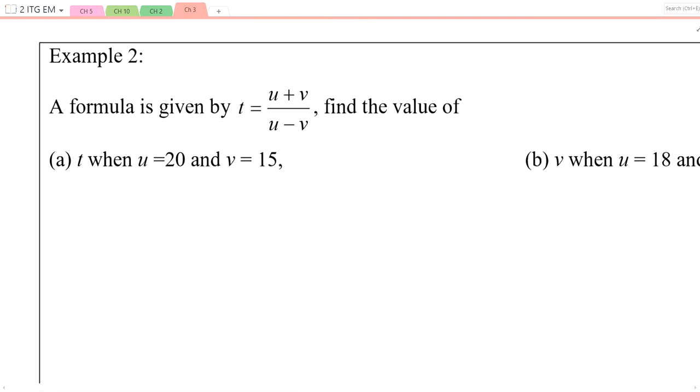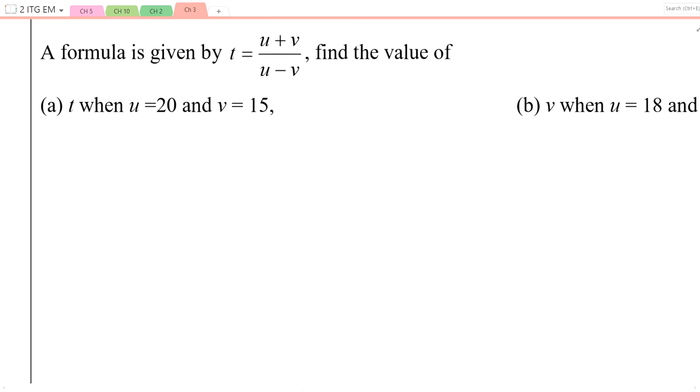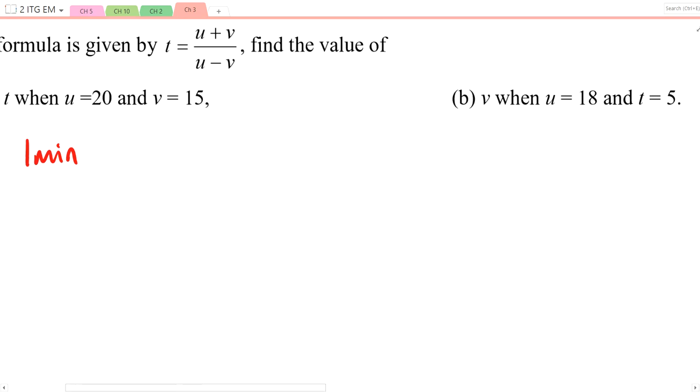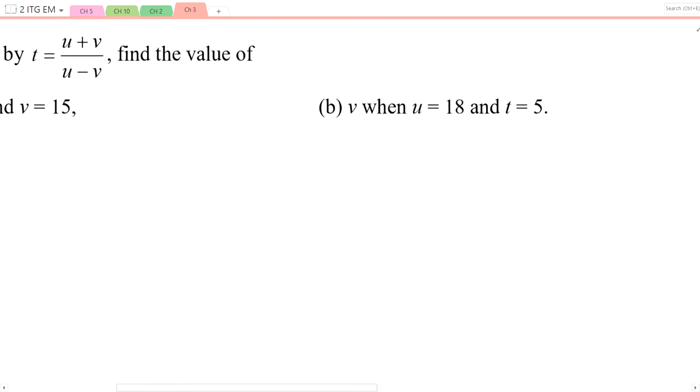Here we have another formula. T equals (u plus v) over (u minus v). Find the value of T when u equals 20, v equals 15. So over here, give yourself 1 minute for this. And for part B, find v, but this time you are given u and T.